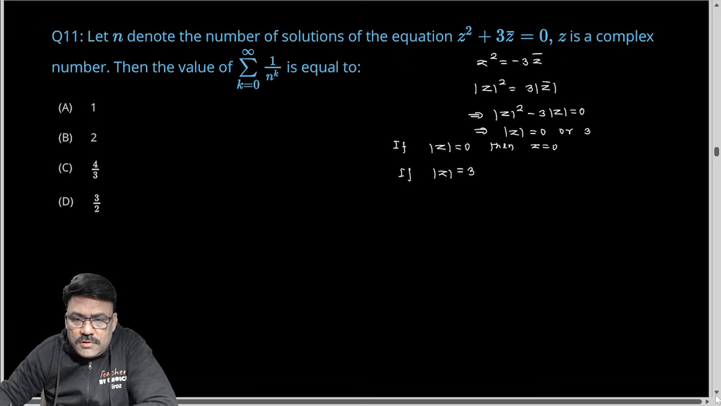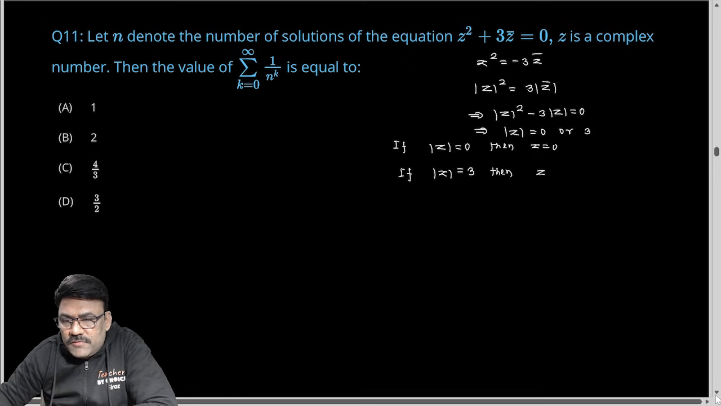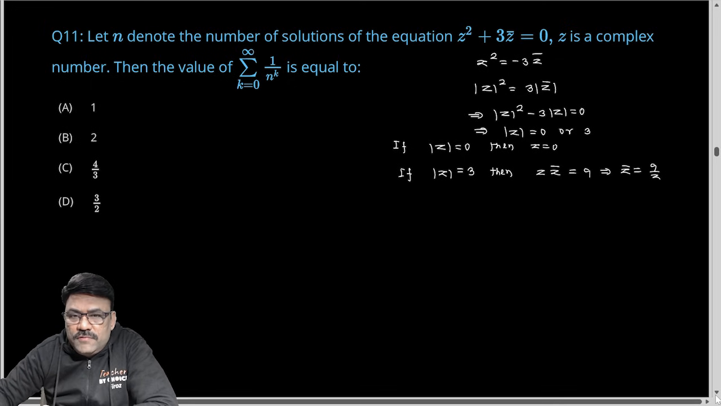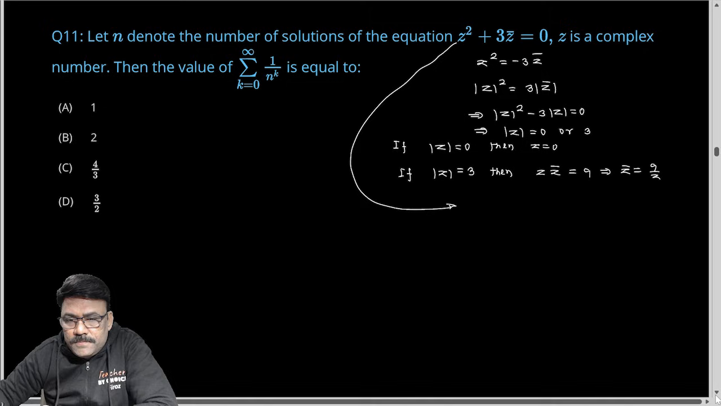if mod z is 3, so then mod z square will be 9, and mod z square can be written as z into z conjugate. So z into z conjugate is 9. That means I can write z conjugate as 9 by z. Now if I put the value of z conjugate in this equation, I have z square plus 3 times z conjugate, z conjugate is 9 by z, equal to 0. So you are getting z cube plus 27 equal to 0. And since it is a cubic equation, you will get 3 roots from here. 3 roots.